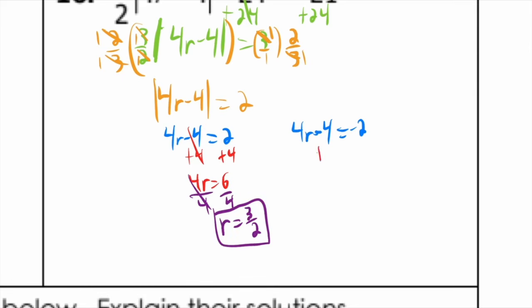So I'm going to go ahead and add 4. I do get 4r equals 2. And once again, I'm going to get a fraction as I divide, which is fine. I do want the fraction to be reduced to 1/2 or the decimal 0.5.